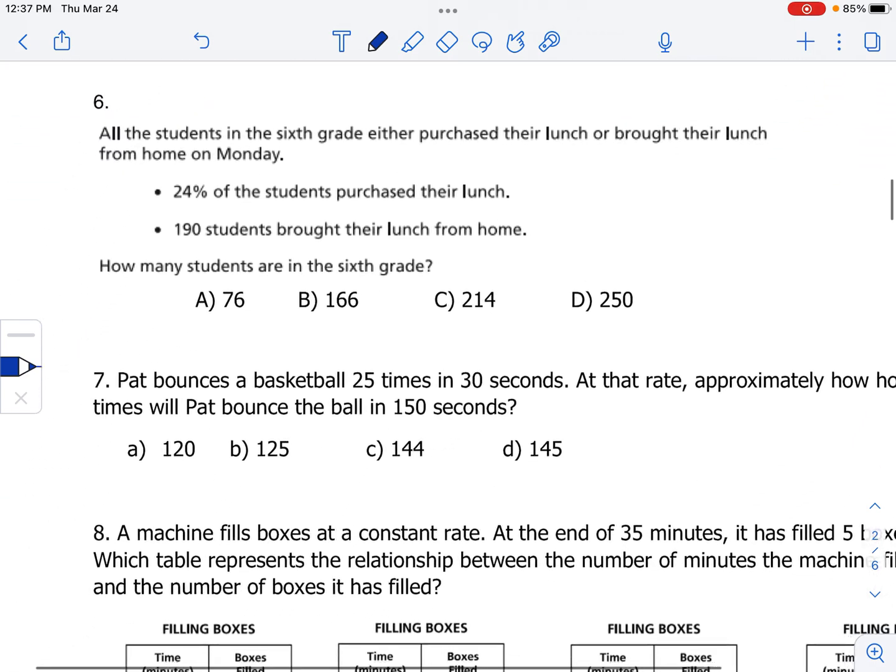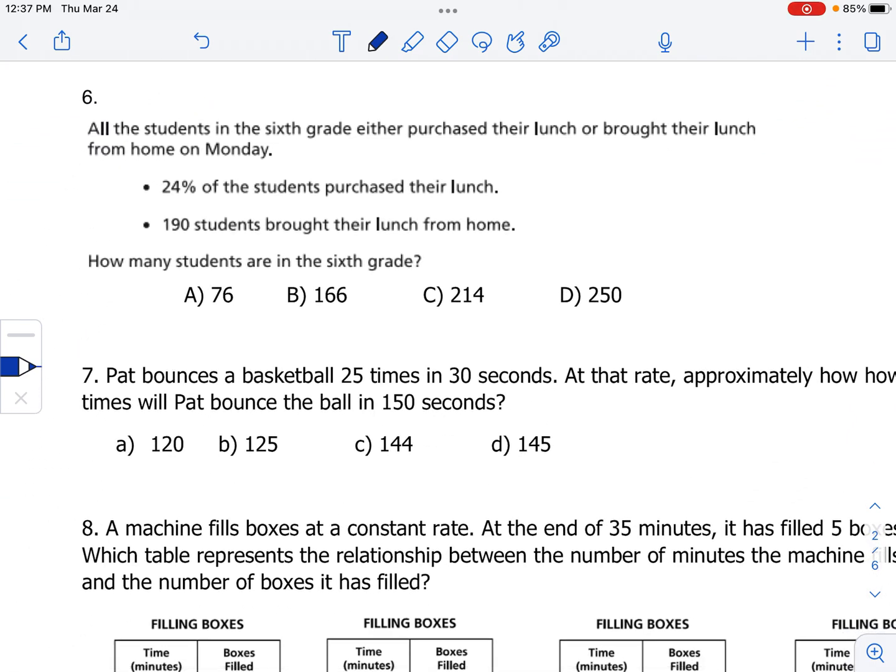All right, number 6. All the students in the 6th grade either purchased their lunch or brought their lunch from home on Monday. 24% of the students purchased their lunch. 190 students brought their lunch from home. How many students are in the 6th grade? All right, so this is a really good percent problem.